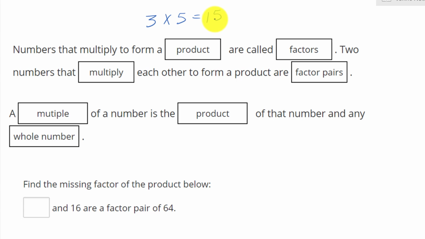The first thing we have is that numbers that multiply, in this case 3 and 5, to form a product, which is 15, are called factors. So 3 and 5 are considered factors. And 15 is a product.